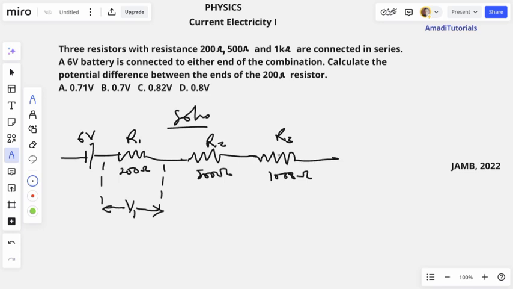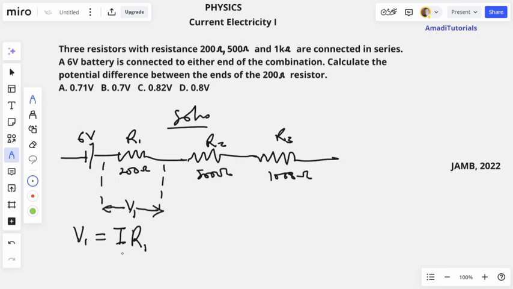Depending on the resistance, each of these resistors has its own voltage drop. When we say voltage drop, that's the amount of voltage they take from this battery, from this 6 volts. So we have to calculate the one that R1 takes. According to Ohm's law, voltage V1 will be what? The current flowing through this network, which is I, times the resistance here, R1, will give you the voltage across R1.